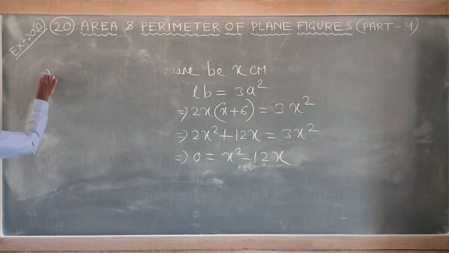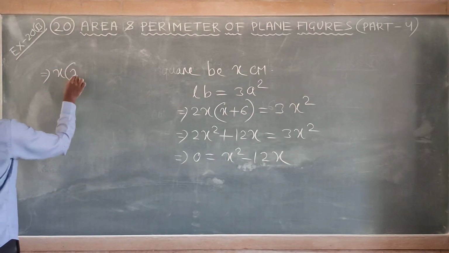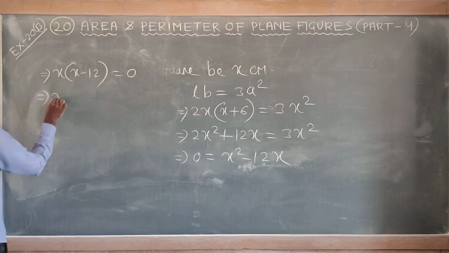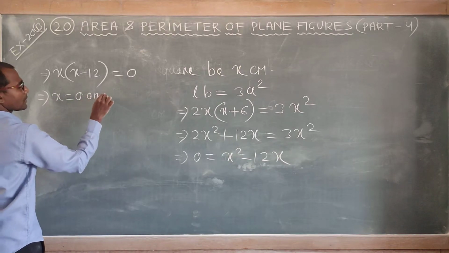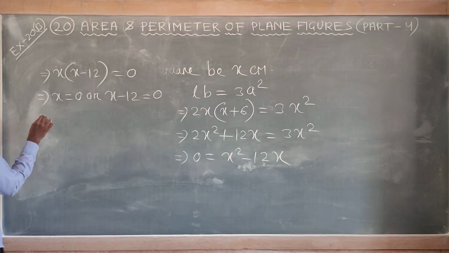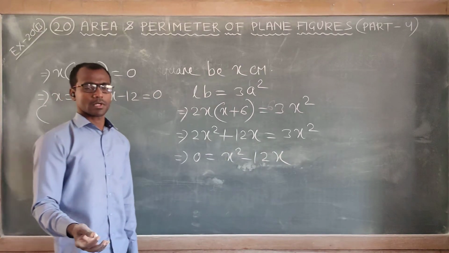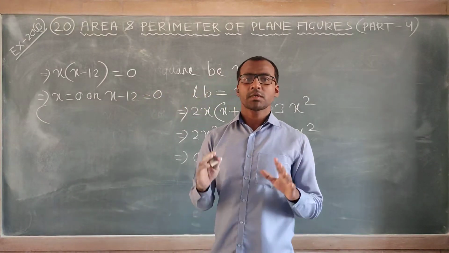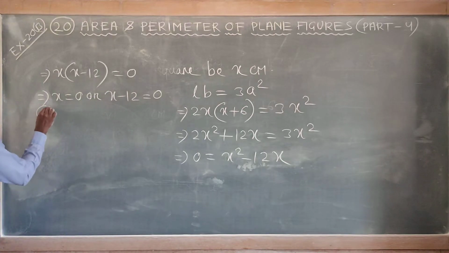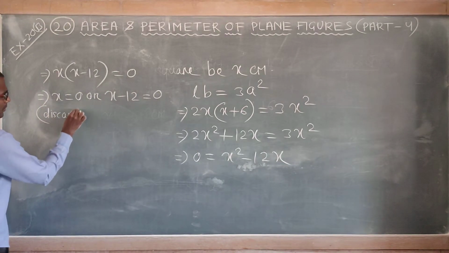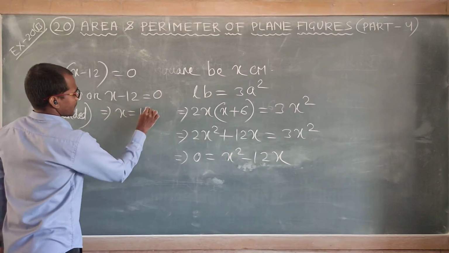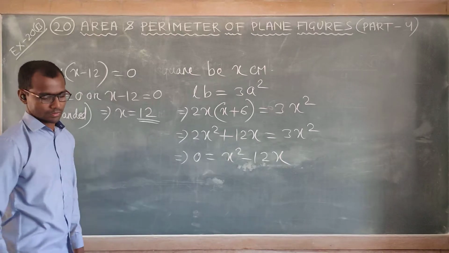So x is common, x minus 12 is 0. So x is equal to 0 or x minus 12 is 0. x equal to 0 is not possible. How can the side of a square be 0? If it is 0, the square doesn't exist. So this is discarded, not possible. x is 12. This is possible.